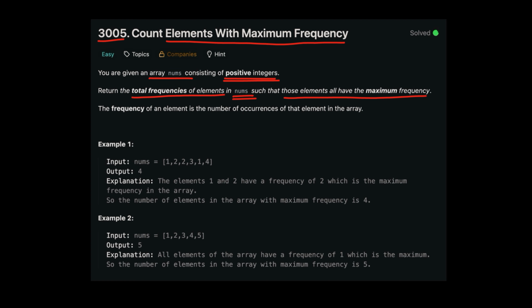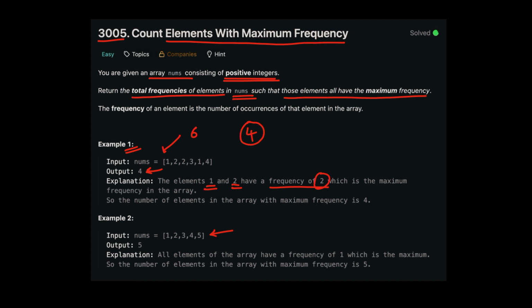For instance, in example number 1, there are 6 entries in the nums array and the total unique numbers are 4. Amongst all of the numbers, the number 1 and 2 have the frequency of 2, which is the highest. As there are two numbers with the highest frequency 2, the output is 4.